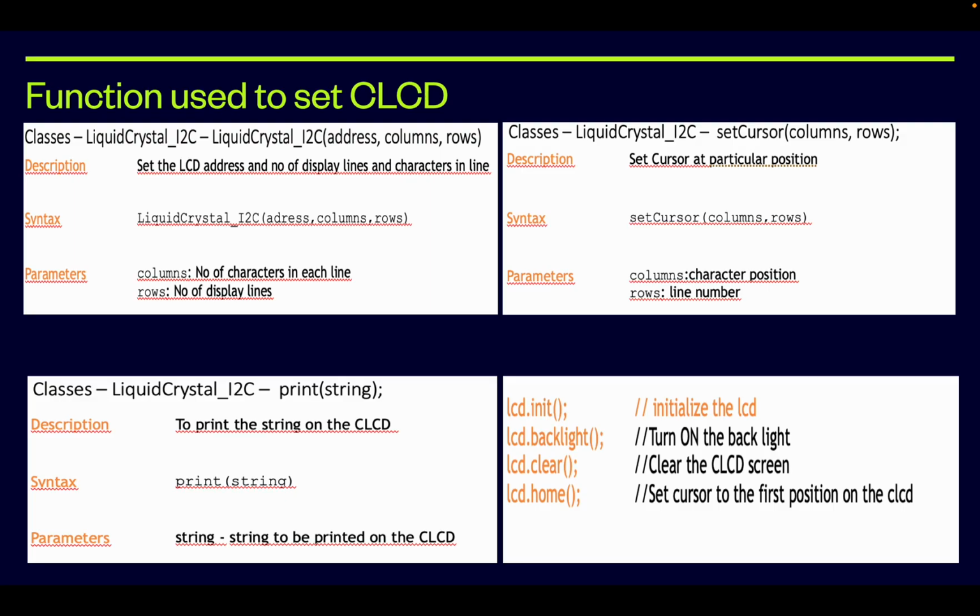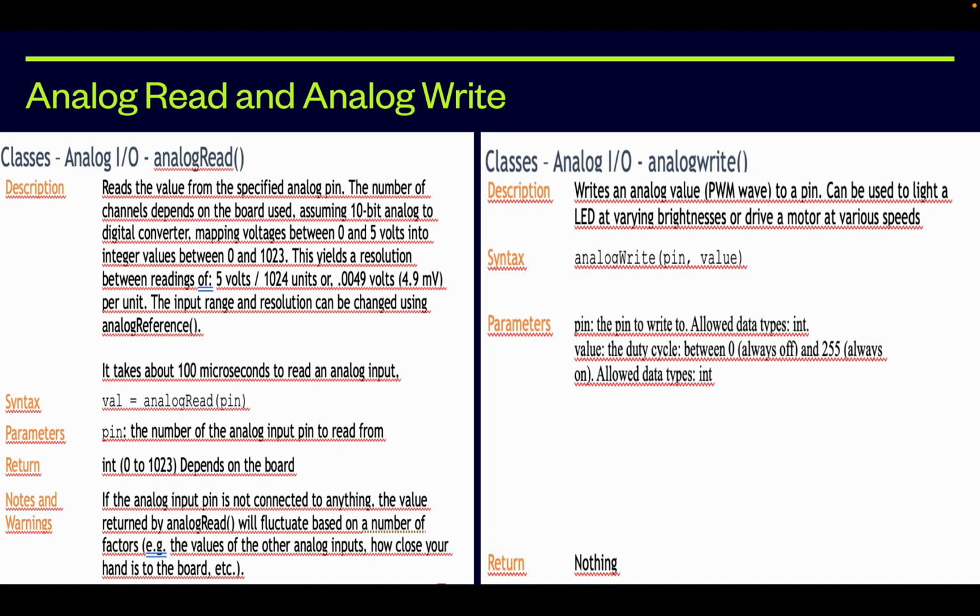These are the functions which we are using for the LCD. First of all, we are using LiquidCrystal_I2C, followed by address, columns and rows, to set the LCD address and the number of display lines and characters. Secondly, we will set the cursor, the position where we want to display our outputs. Then for printing a string, we are using print, and there are some other functions: lcd.backlight to turn on the backlight, lcd.init to initialize, lcd.clear to clear, and to set the cursor at the home position, that is the first position, we are using lcd.home.